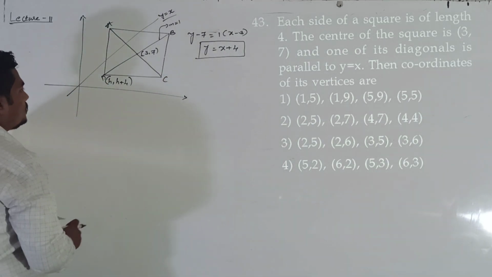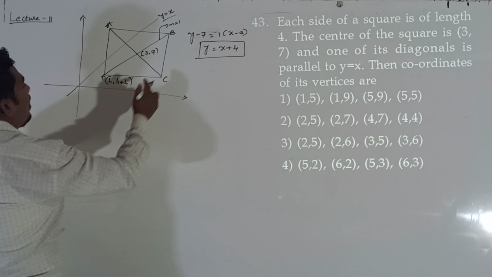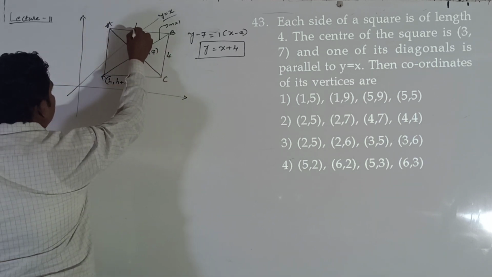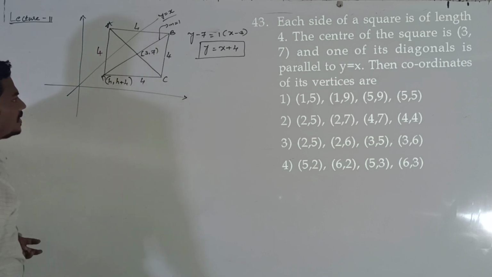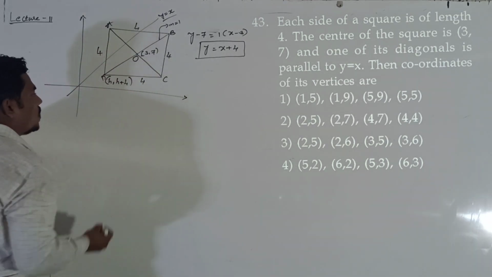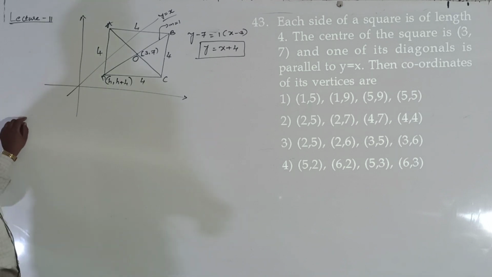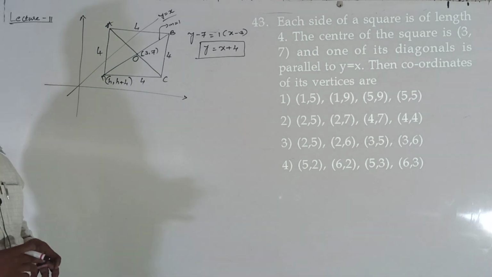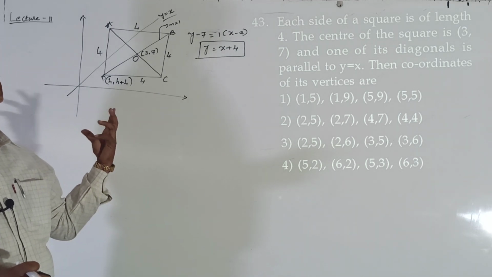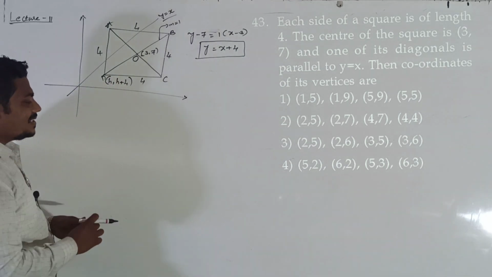Then all side lengths are equal to 4, right? This is 4 units, this is 4 units, and this is 4 units. Then this is the center, take it as O. Then can you tell me the OD length? Or else, what is the BD length?